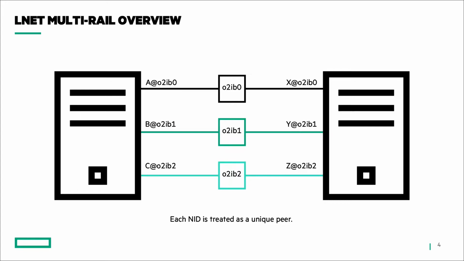From LNet's point of view, each NID, which is the A at O2IB0, B at O2IB1, etc., each NID that you see here is treated as a unique peer. LNet did not have any way to correlate additional NIDs with a single peer. So this isn't terribly useful because each interface can only talk to exactly one other interface. So to really leverage all the bandwidth, you need the upper layers to know about all of these NIDs and to try to send traffic to all of them.